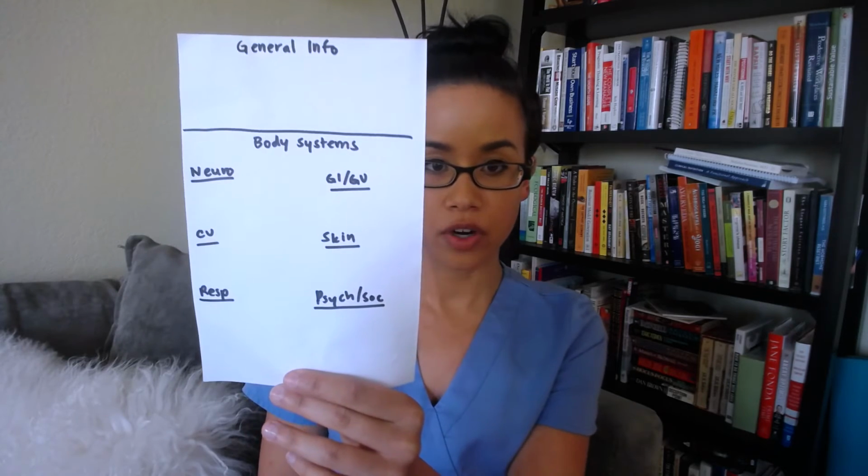So with neuro is your neuro assessment. So is the patient alert and oriented ×3? What's their level of consciousness? Are their pupils equal round reactive to light? Are they sluggish, non-reactive? Are they on any sort of narcotic drips? If so, what is the dose for those things? Have you given any PRN medications? When was the last time you gave those? Is the patient moving all their extremities?